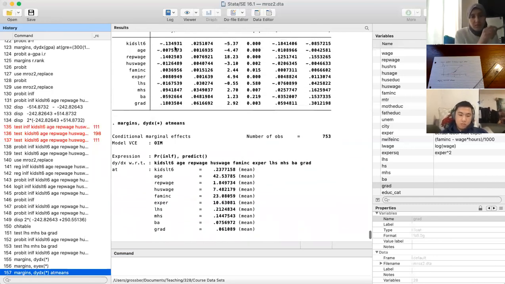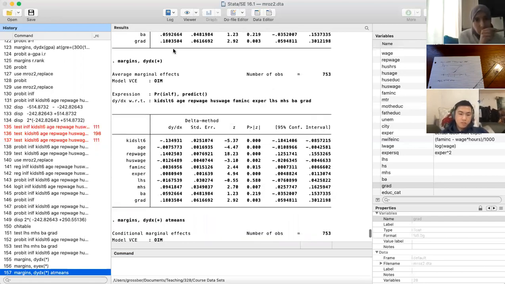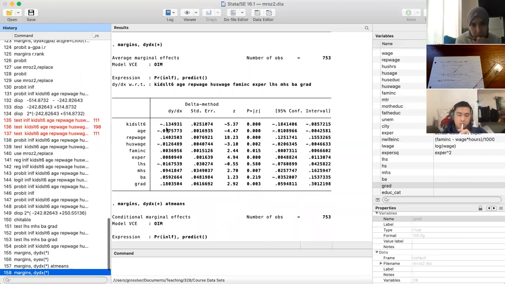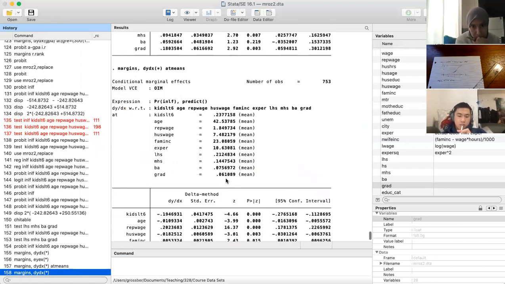So what this says is that the average effect of having one more child is to decrease the probability by 13.4%. Versus when all variables are held at their means, when we evaluate it at only one spot at the means, the effect of one more child is to reduce the probability of participating by 19%.